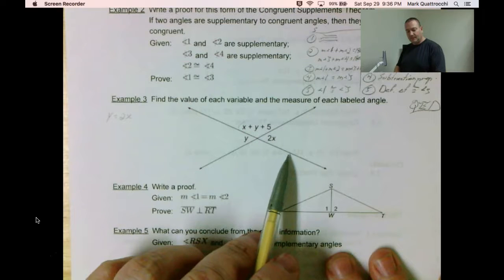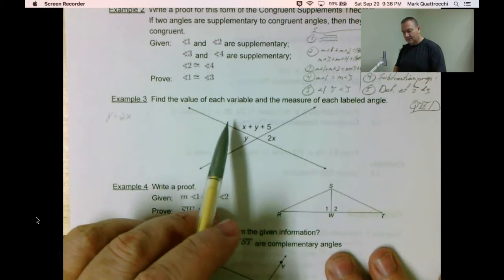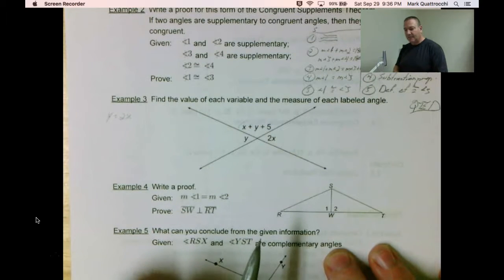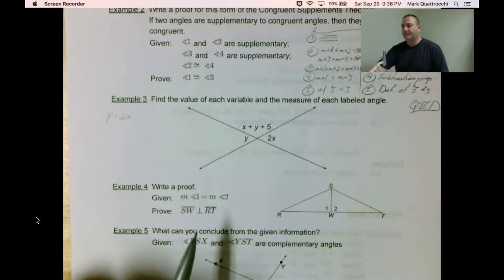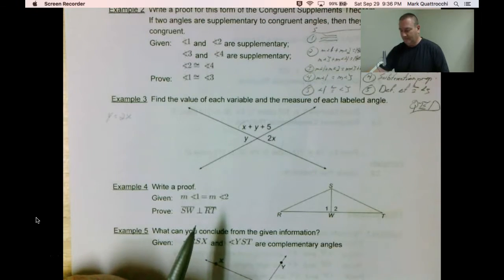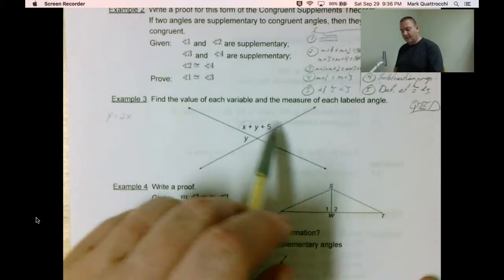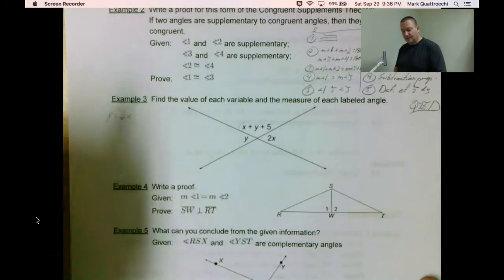angle, and by the linear pair postulate, they are supplementary and adjacent. They have to add up to 180.